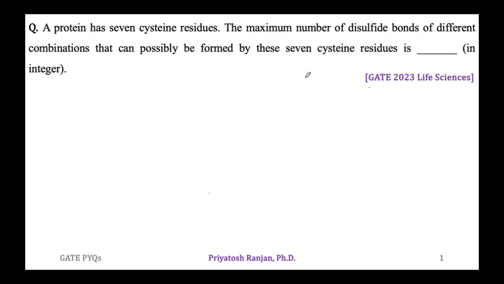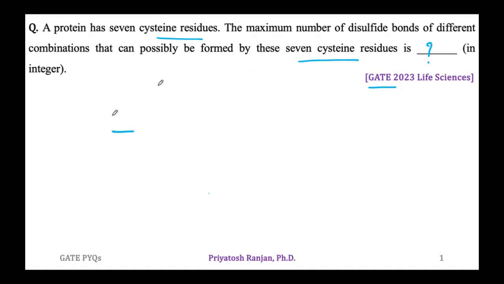Welcome everyone. Here is a question from GATE 2023 Life Sciences. The question says, a protein has 7 cysteine residues. The maximum number of disulfide bonds of different combinations that can possibly be found by these 7 cysteine residues is, and we need to find out the value.